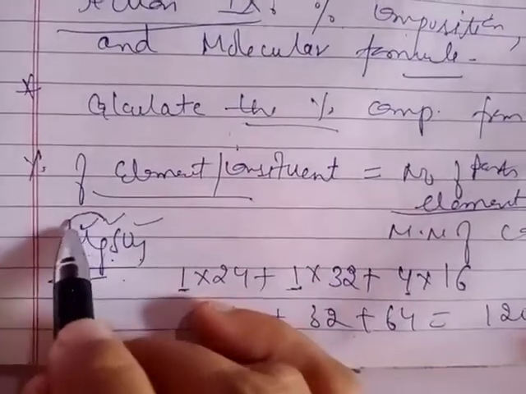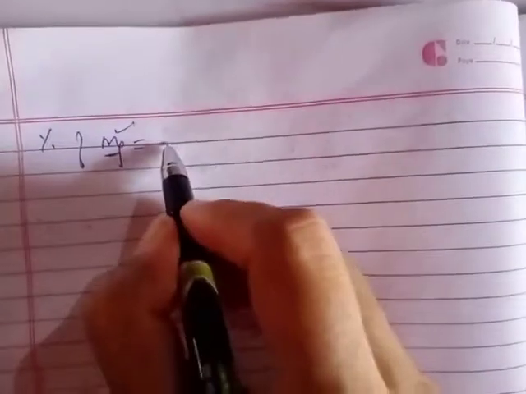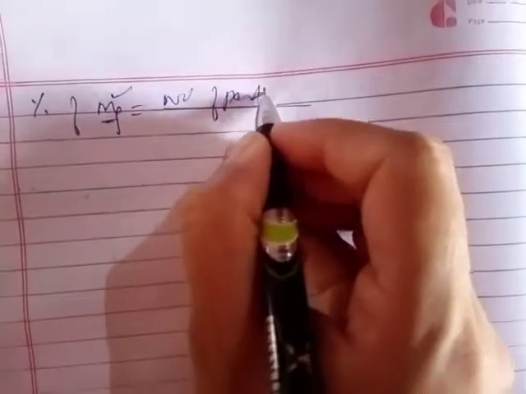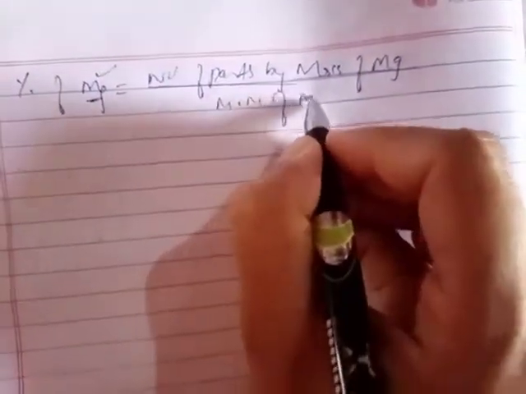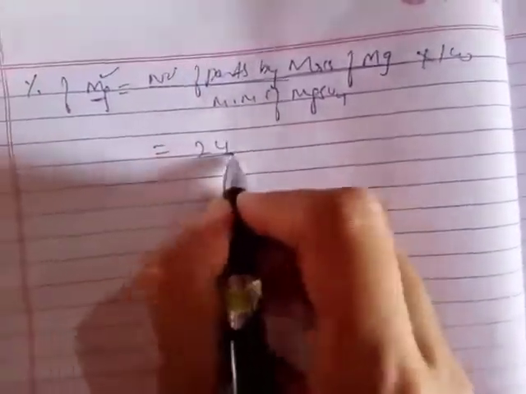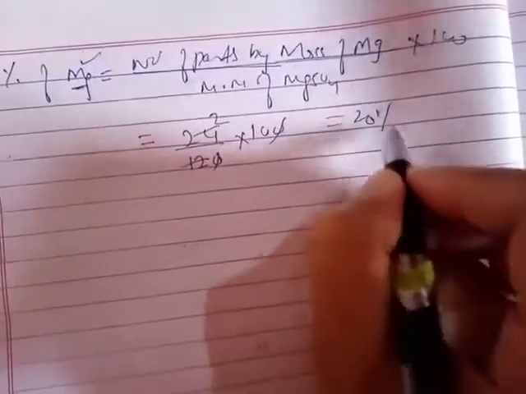Now we have to calculate the percentage of magnesium, sulfur and oxygen step by step. So percentage of magnesium is equal to number of parts by mass of magnesium. Whichever element's percentage we calculate, here in the numerator we will write its mass, number of parts by mass of magnesium divided by molar mass of the compound, that is magnesium sulfate, multiplied by 100. So it comes out to be 24 divided by 120 multiplied by 100. So it comes out to be 20%.